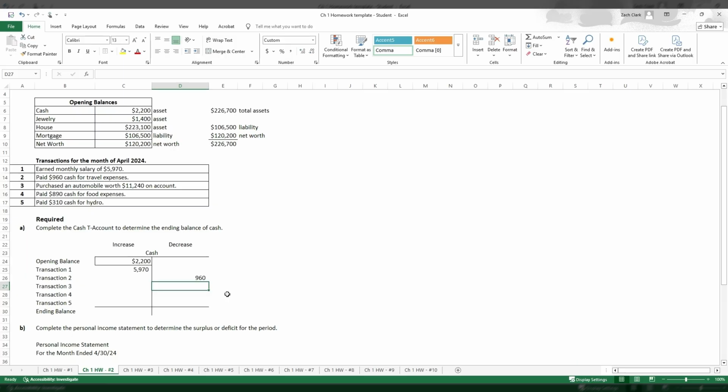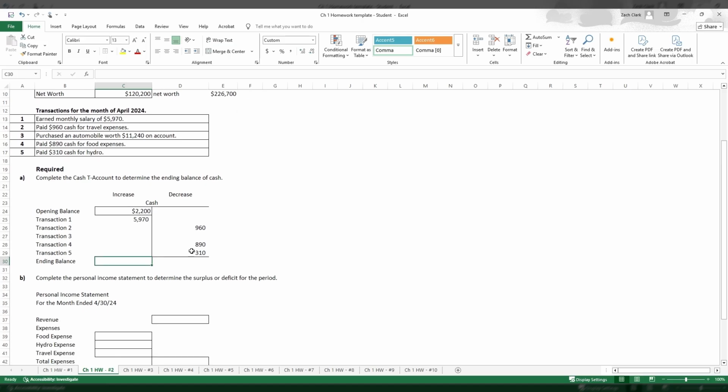Then we will skip number 3 because we did not have a cash impact. It was purchased on account, or in other words, we incurred additional debt for that purchase of the vehicle, the automobile. But we did pay $890 cash for the food, and then $310. And now we want to come down to our ending balance of our cash account here.